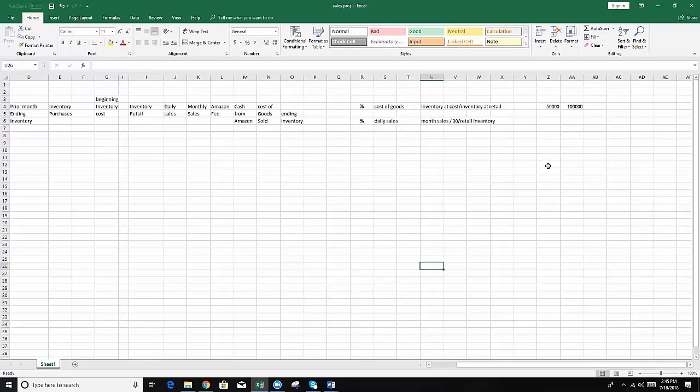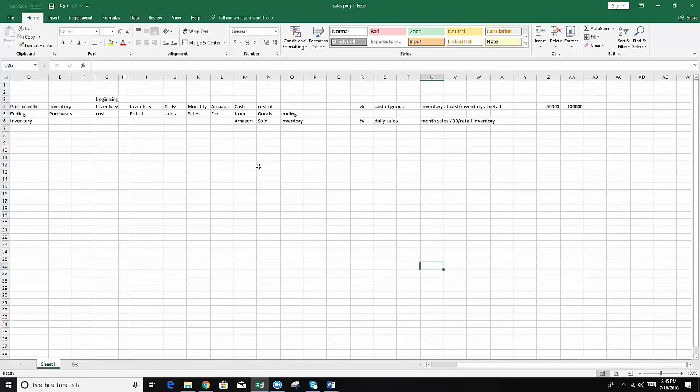The example is, if you sold everything in your inventory, that would be your retail, and that would be your cost. For this example, we're going to use a simple number: $50,000 of inventory, and $100,000 at retail. So the cost of goods sold will be 50%.